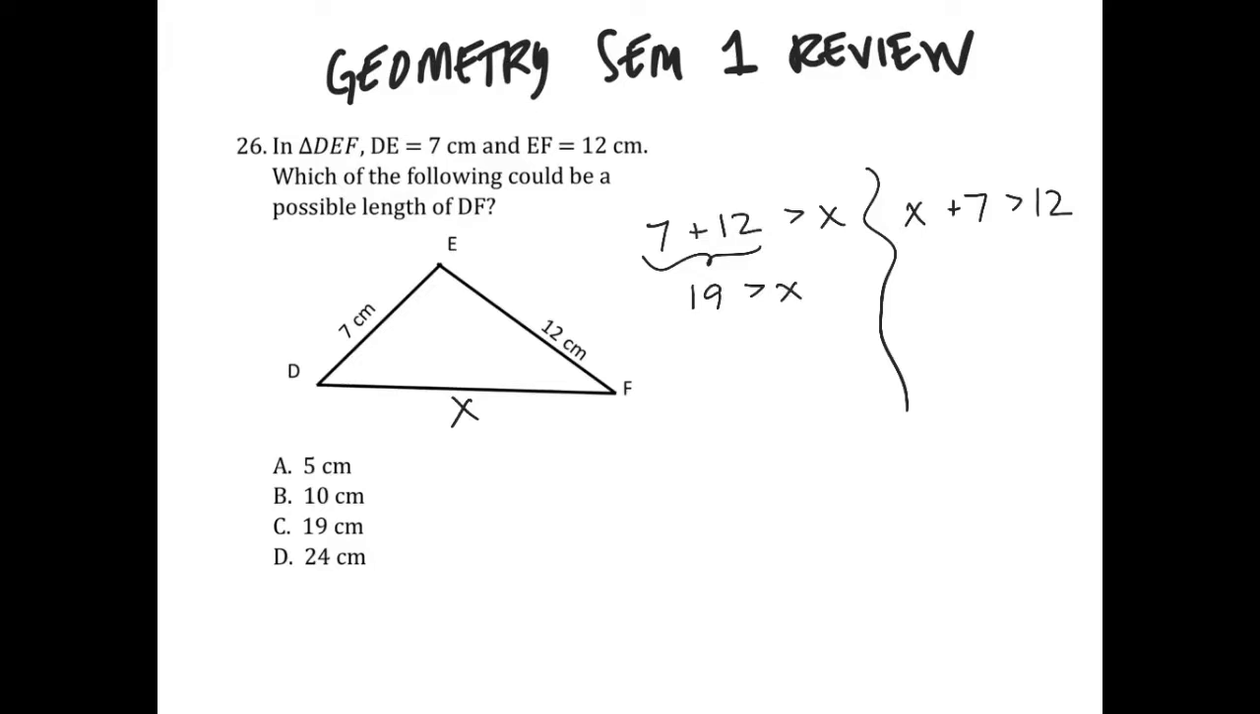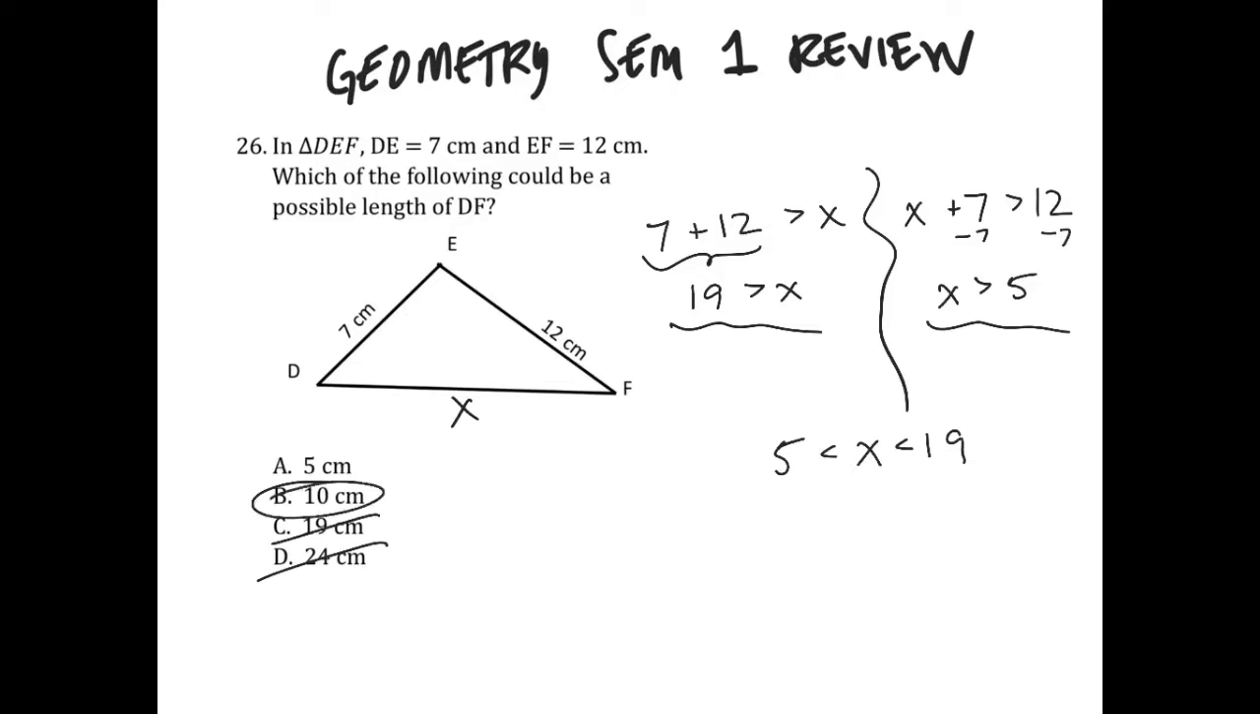So I would look for X values less than 19. And then over here, I could subtract 7 on both sides, and I know that X would have to be greater than 5. So I'm looking for a range of X values between 5 and 19. So 24 is not between 5 and 19. 19 is not between 5 and 19. 10 is between 5 and 19, and 5 is not. So 5 is the only possibility that would fall in that range.